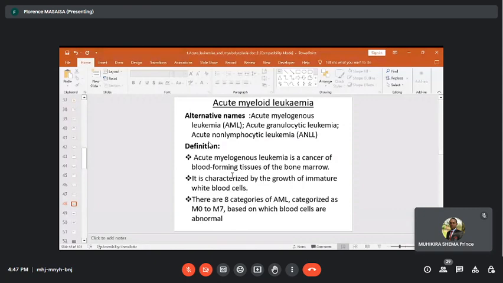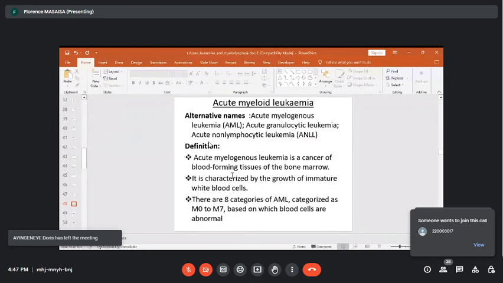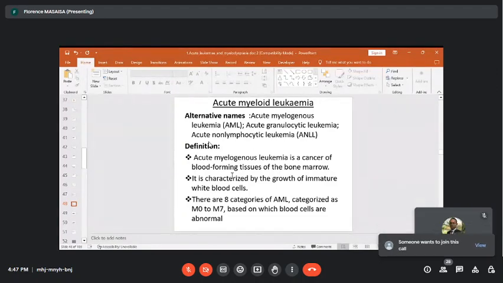Then you have categories of the type of leukemia. We have the classification from French, American, British, again based on the morphology of the leukemic cells which is seen. We have M0 to M7, so 8 subcategories.